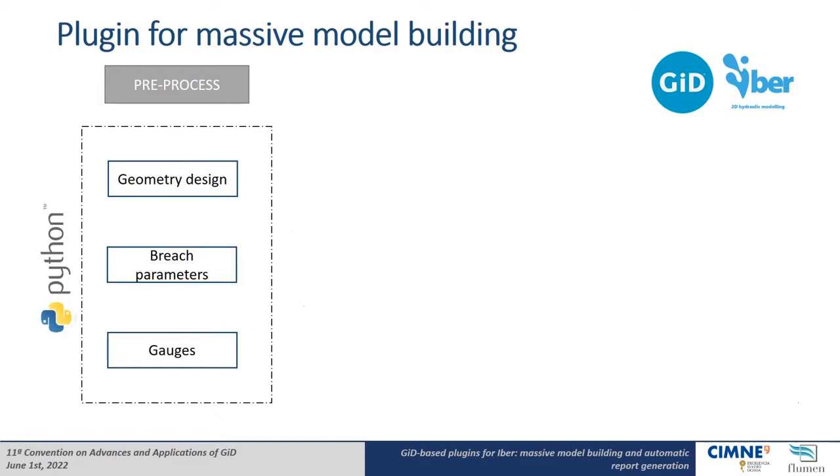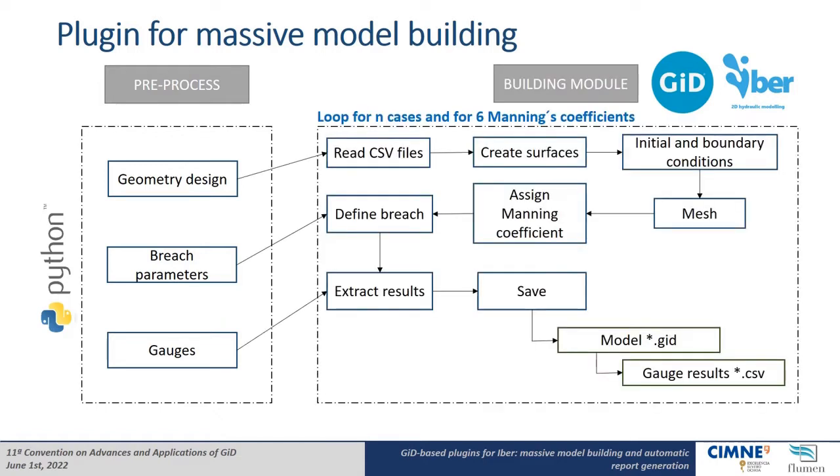Then, the building model consists of a loop for n cases, where each case is modeled with 6 different Manning's coefficients. The model reads the files created in the pre-processing, creates the surfaces, assigns the initial and boundary conditions, creates the mesh, assigns the land use, defines the bridge, extracts the results, and saves the model.